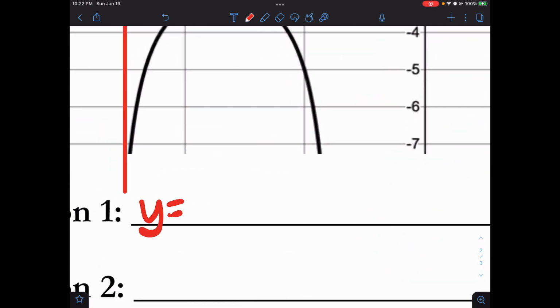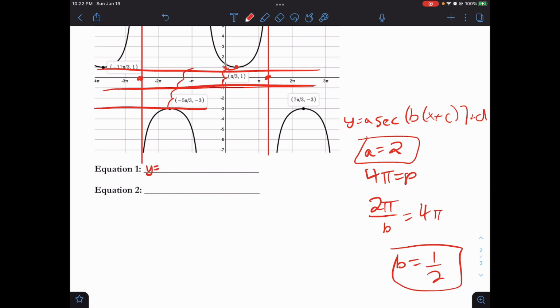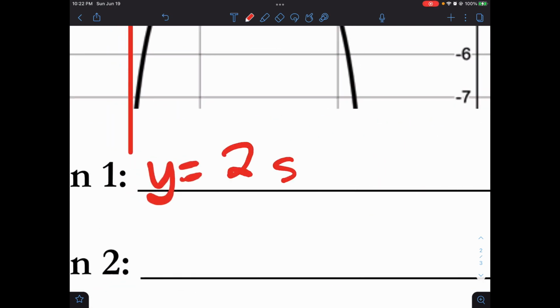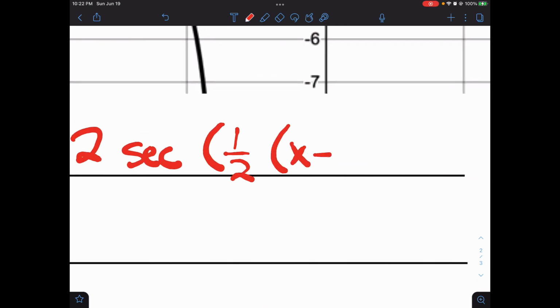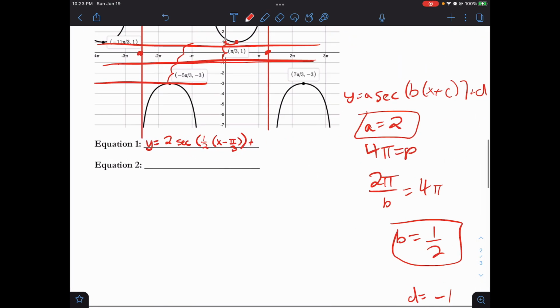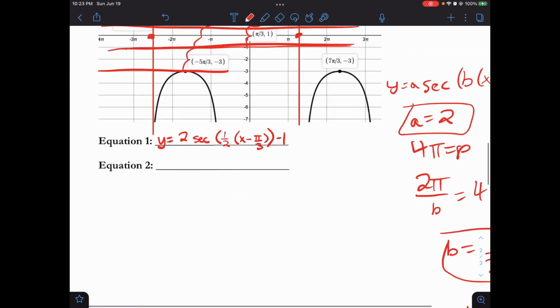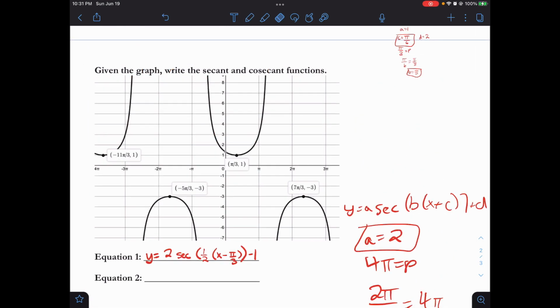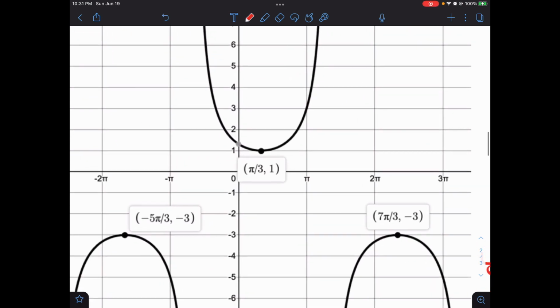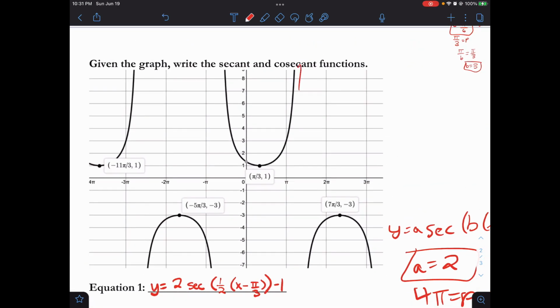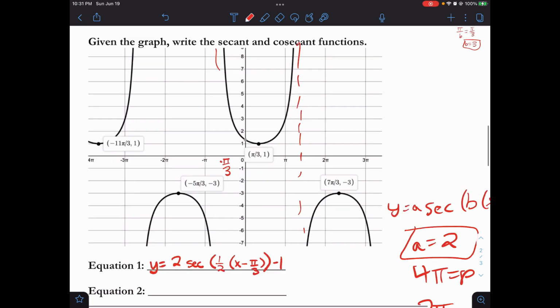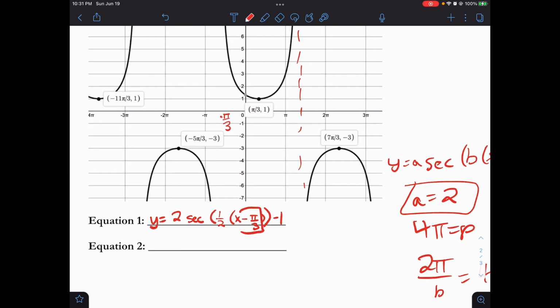Y is equal to a, which is 2, secant 1/2 x minus pi over 3 plus, minus 1. And that's our secant graph. Okay, so I just figured this out. So I think the asymptote is not pi over 2, but instead it's something over 3. So this right here is negative pi over 3. That's why the phase shift is negative pi over 3.